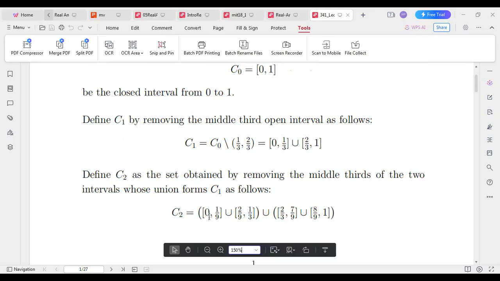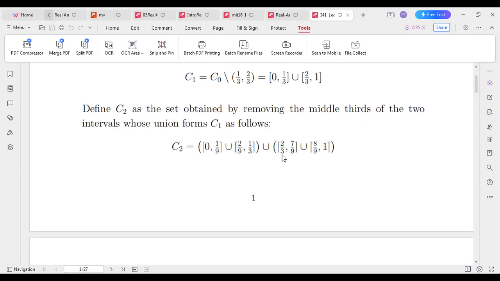[0, 1/9] union [2/9, 1/3], union what will be? Two more. That means we are taking two closed intervals from this closed interval and another two closed intervals from this interval. That means between 0 and 1/3, we are taking [0, 1/9] and [2/9, 1/3], and between 2/3 and 1, we are taking [2/3, 7/9] and [8/9, 1]. Okay, 7/9 and 8/9 lie in this closed interval, and 1/9 and 2/9 lie in this closed interval. So C2 can be written like this.